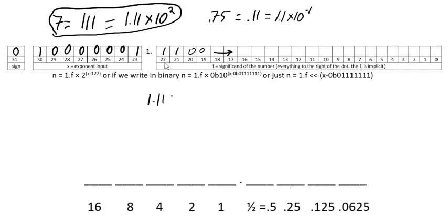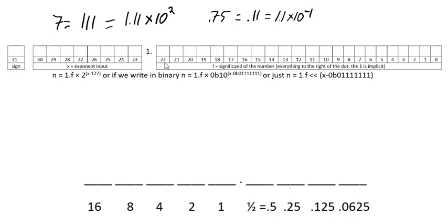And then we're going to multiply that by 2, the number 2, to the 129 minus 127. Okay, and that equals 2. Okay? So hopefully everybody sees now how we got 7.